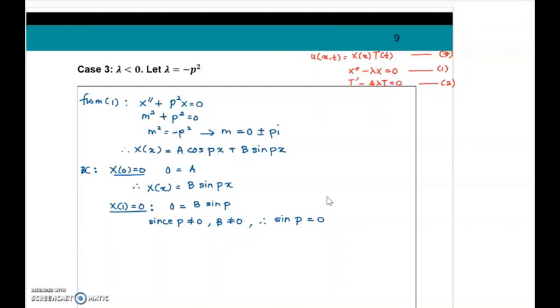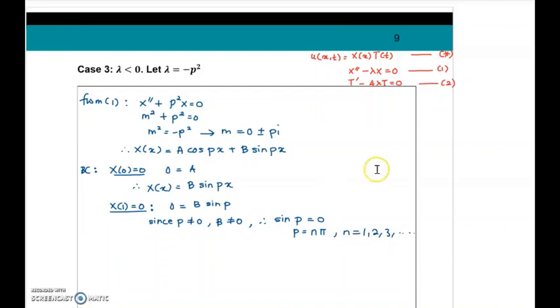So p is actually n pi, because we know sine pi is 0, sine 2 pi is 0, sine 3 pi is 0, and so on and so forth, which can be simplified as n pi, where n equals 1, 2, 3, and so on. So p equals n pi.